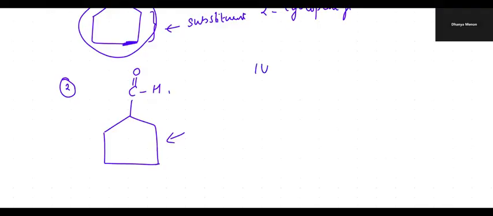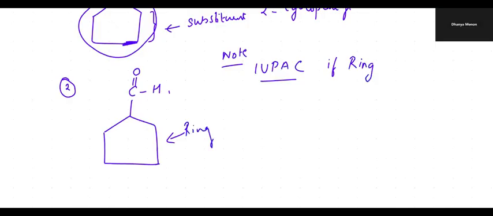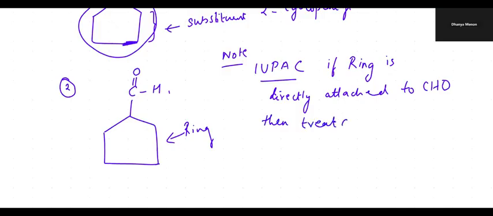IUPAC has, this is a note that you must remember. IUPAC has said that if the ring is directly attached to CHO, as in the case that I have done now, question number 2. Okay, then also we have to treat it as carbaldehyde. Carbaldehyde. What is the condition? If the ring is directly attached to the CHO.